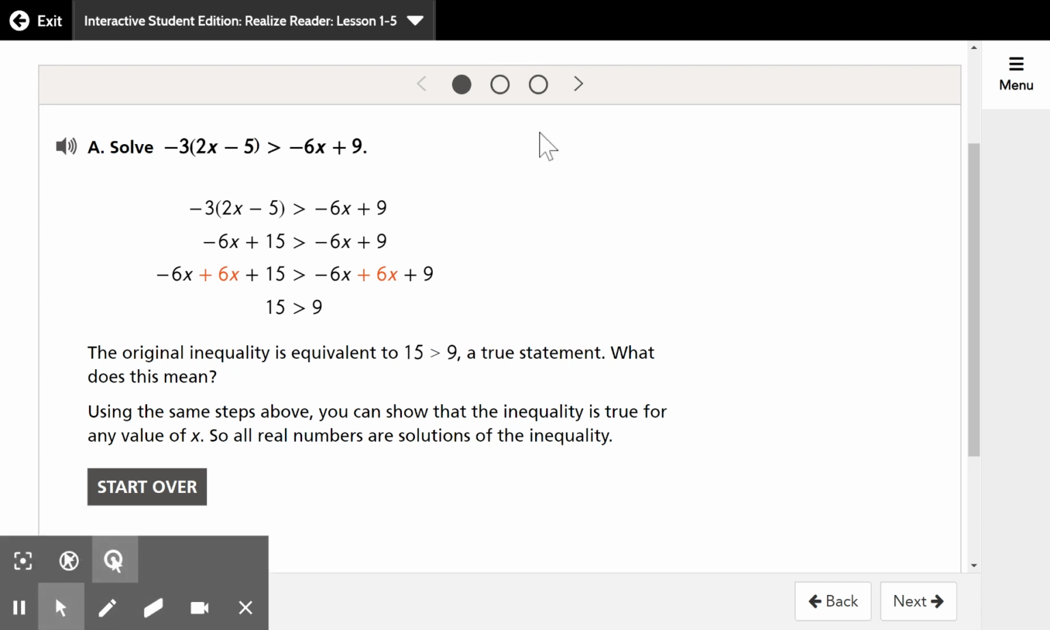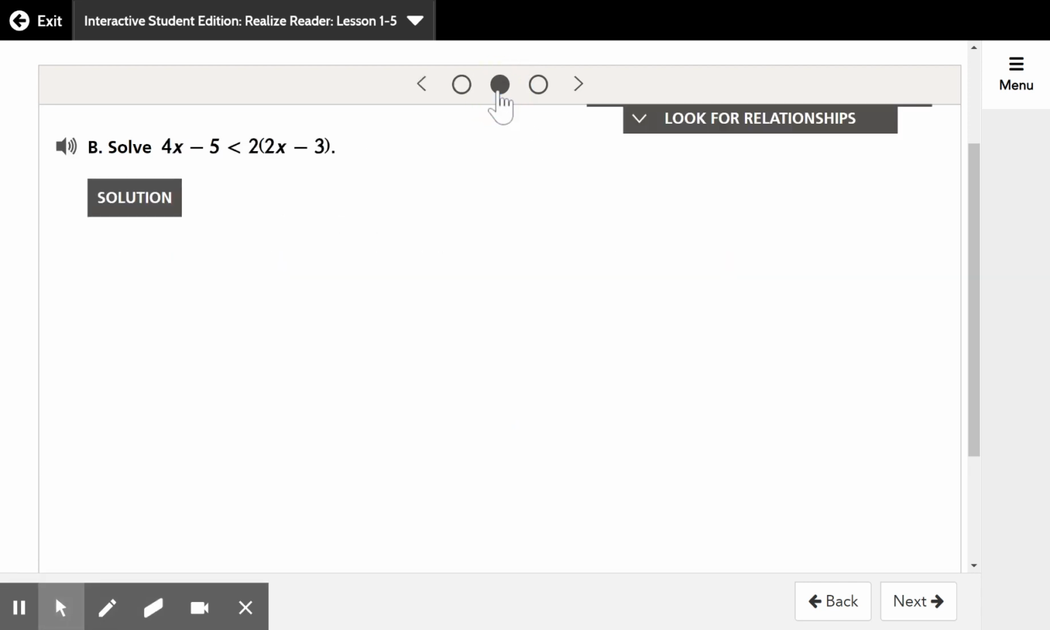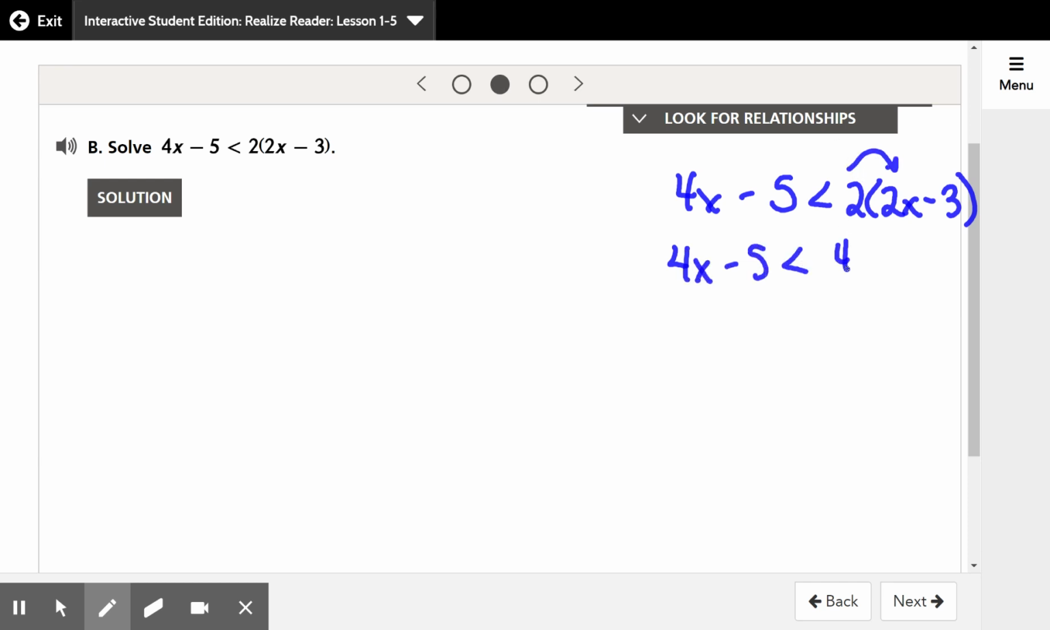Now let's remind ourselves what happens if the x's cancel out and you get a false statement. So we have 4x minus 5 is less than 2 times the quantity 2x minus 3. So once again, we want the parentheses gone. So I'm just going to rewrite everything. So then we have 4x and then minus 6. It's really important for you to actually show me these steps. I need to see the inverse operation. So then we're going to subtract 4x on both sides.